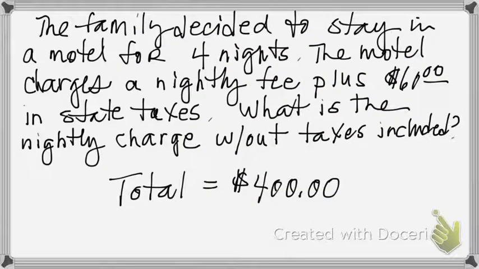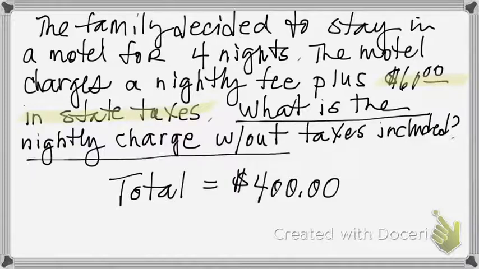Okay, here's a 7th and final scenario. The family decided to stay in a motel for 4 nights. The motel charges a nightly fee plus $60 in state taxes. So this is going to be just one flat tax fee in this scenario here. And the question is, what is the nightly charge? Nightly charge without the taxes included. And we know again from page 1 in the binder that the total for motel and tax was $400.